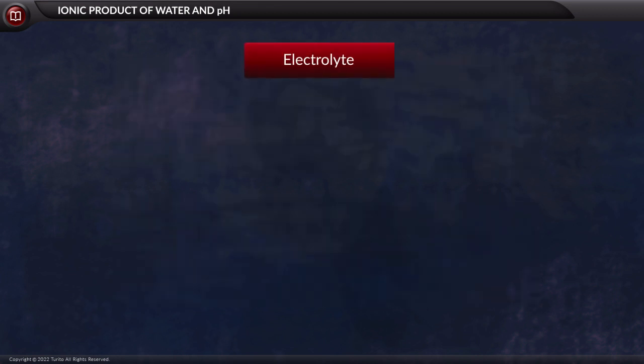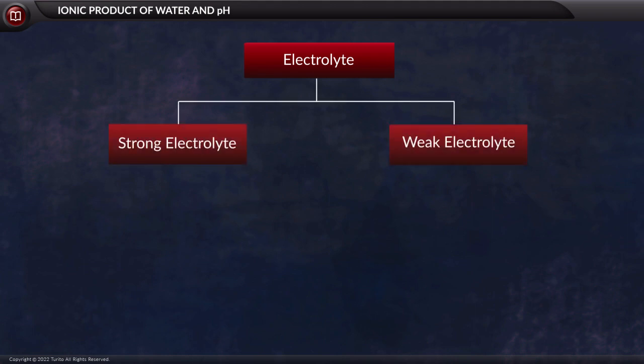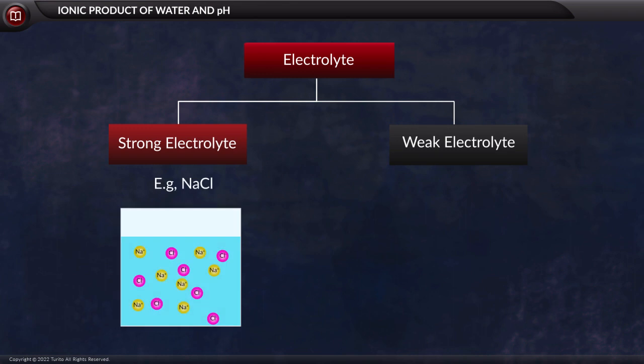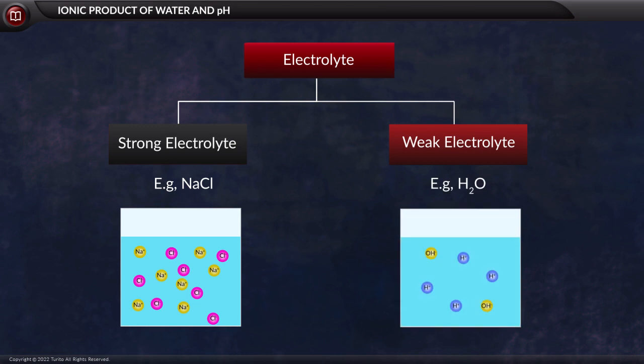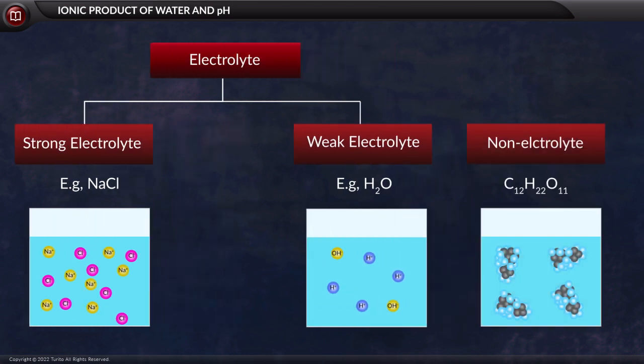Now, based on their ability to dissociate, electrolytes are divided into two types, strong and weak electrolytes. Strong electrolytes dissociate completely into their corresponding ions. Weak electrolytes dissociate feebly. No conductivity is shown by the non-electrolytes.